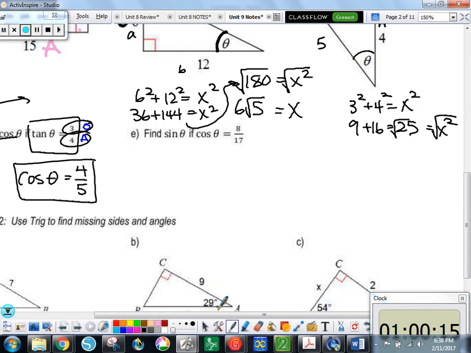Last one, part E, find the sine of theta if the cosine is 8 over 17. I believe this will give you another Pythagorean triple. So take 30 seconds this time, see how far you can get.